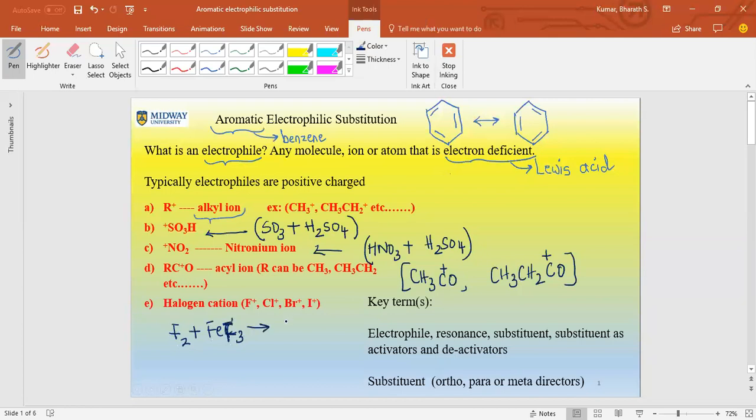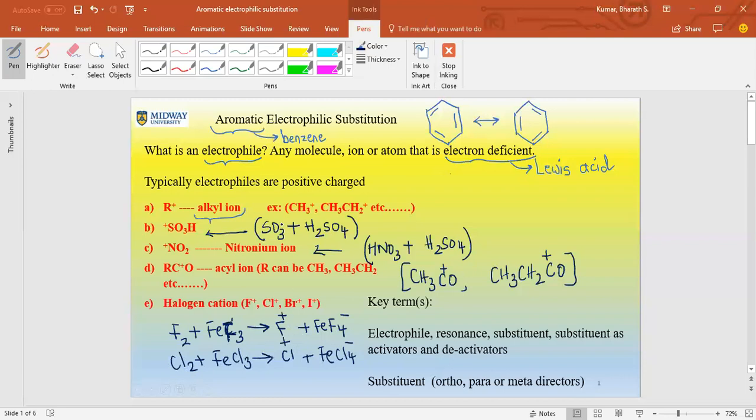So this means you would end up with F plus FeF4 minus. If you're starting with, say, Cl2, to produce the electrophile, you would have to use FeCl3, which then would produce Cl plus FeCl4 minus. You see that what you start with should also be present in the iron molecule.